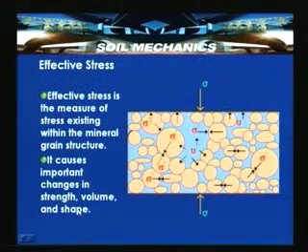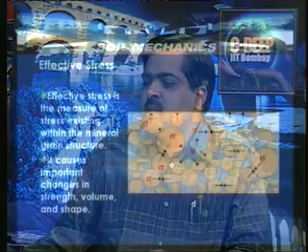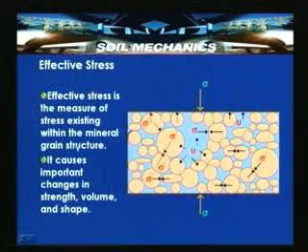Effective stress is the one that causes important changes in the strength, volume and shape. Because of this, this stress is named effective stress. The other name is intergranular stress, but it is called effective stress because it is very efficient, or very important. It causes important changes in the strength, volume and shape. So, effective stress is the measure of stress existing within the mineral grain structure.